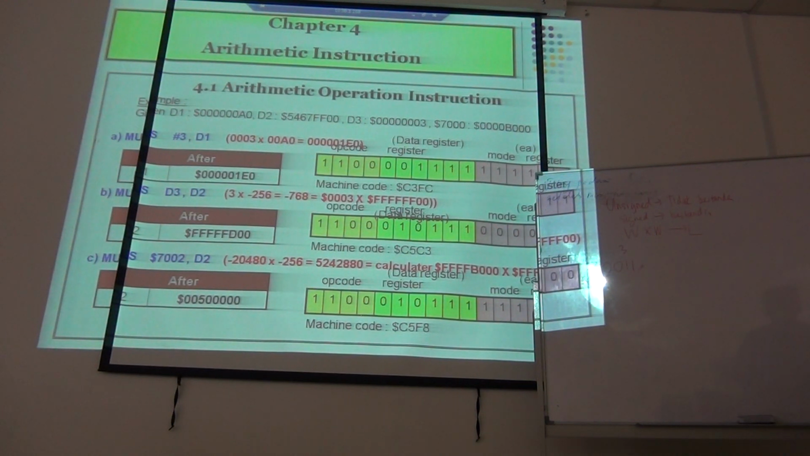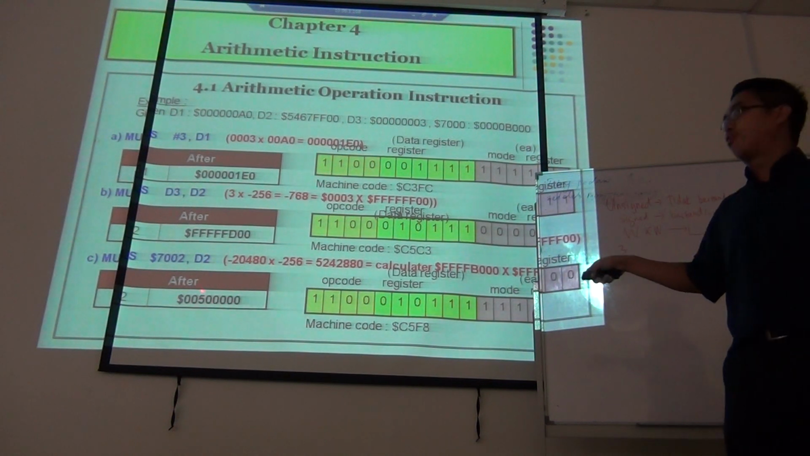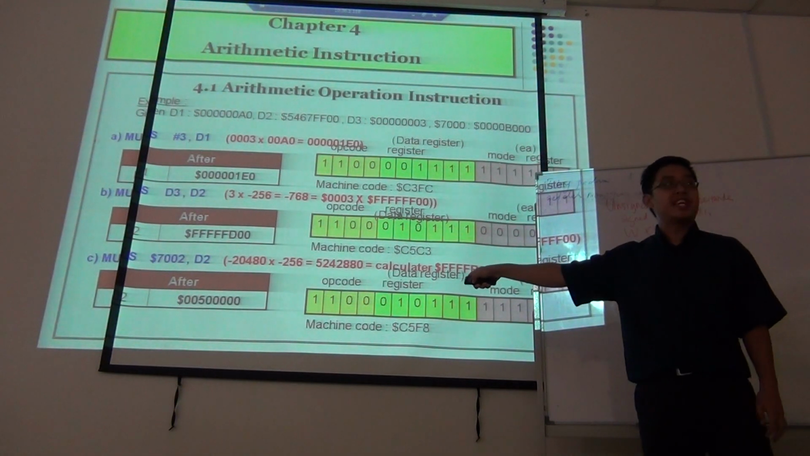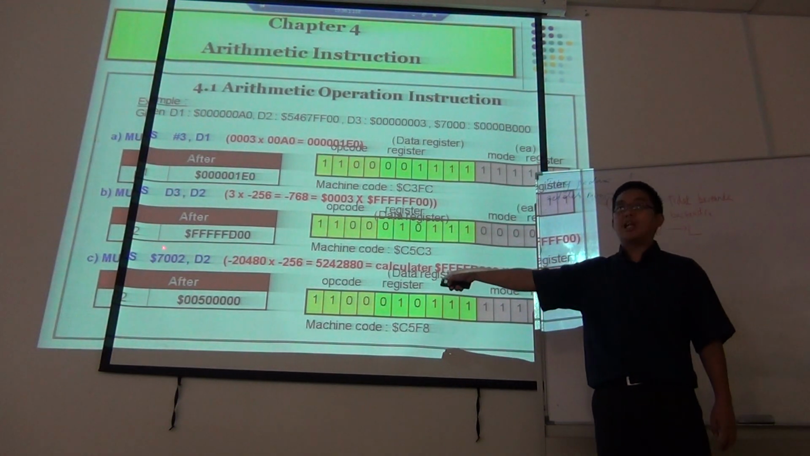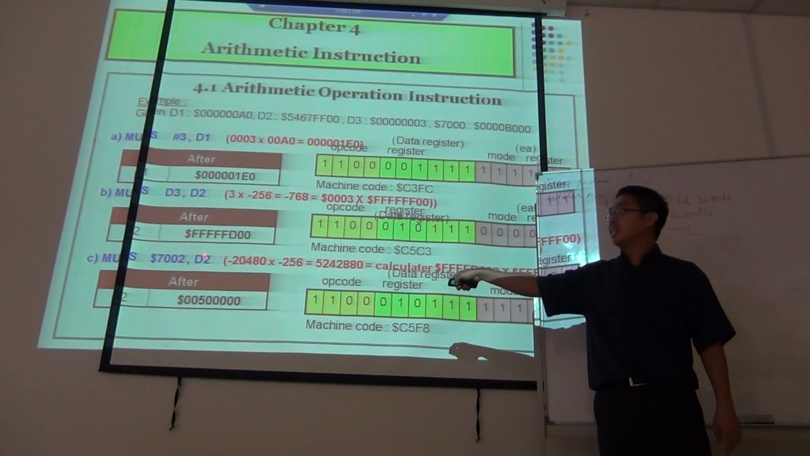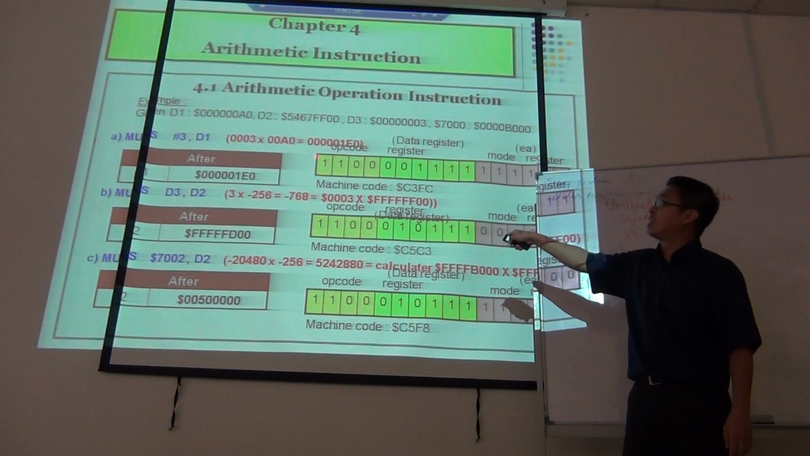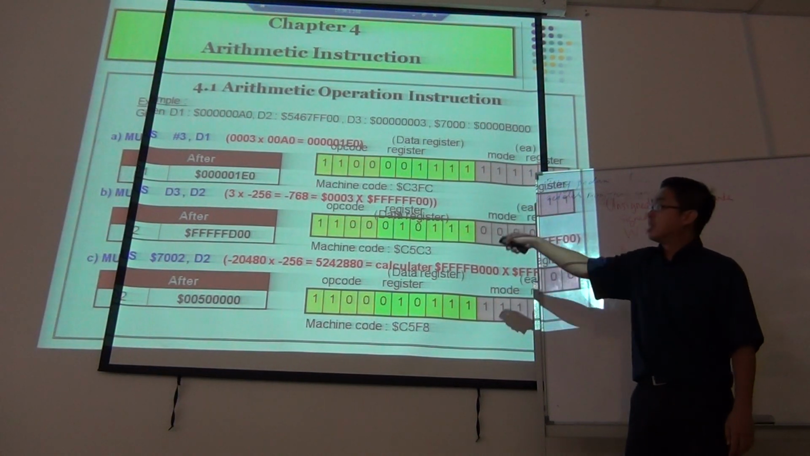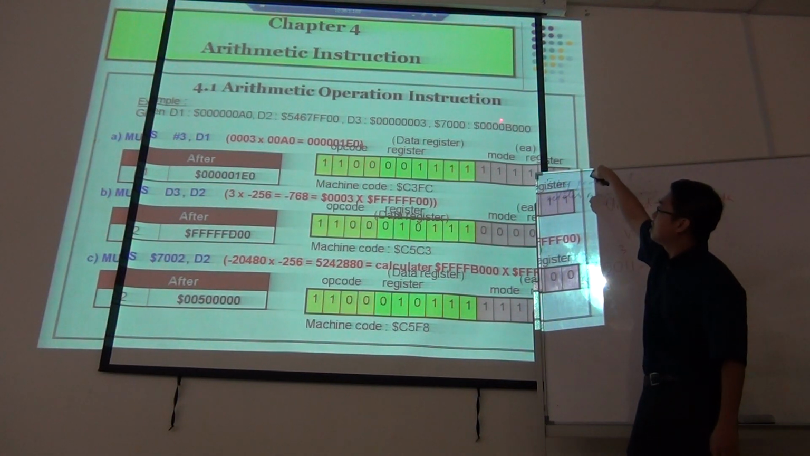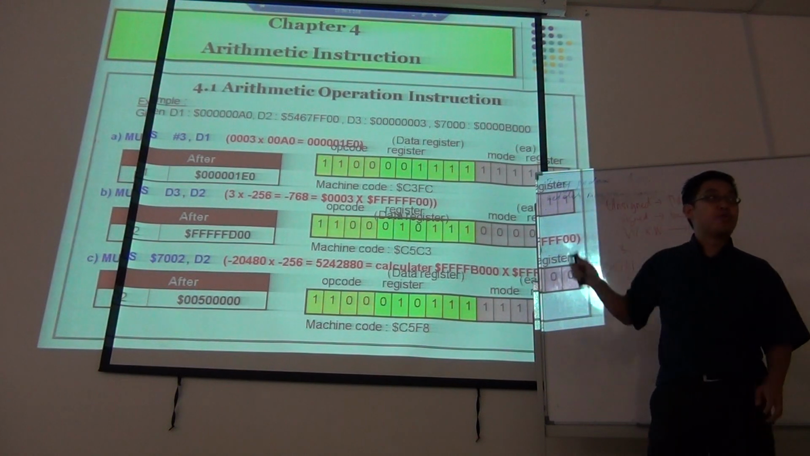Okay, let's try another one. Over here, you have the answer 005, 0000. Let's look at it. Multiply sign at location 7002, the contents of the memory, times D2. D2 is equivalent to this one again. 7002 is given at this location. This is 7000, 7001. So it means that B000.